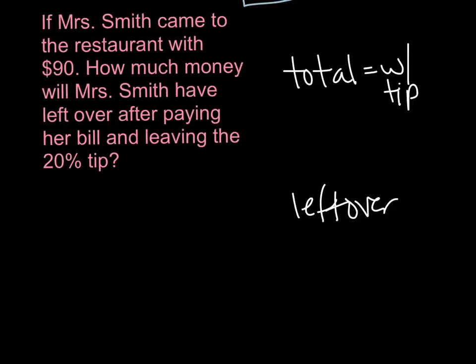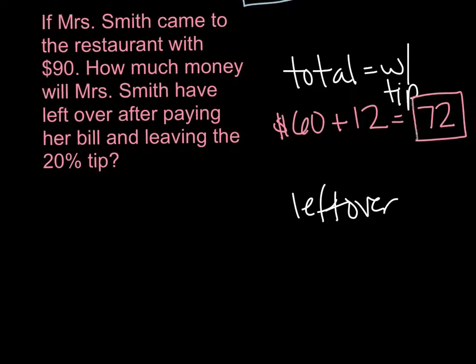All right, so Mrs. Smith, remember, spent $60 on her meal. She's going to leave a $12 tip, meaning that she has spent $72 on her meal. Okay, and in knowing that, now we can go ahead and answer this question. Here she came with $90. She has to pay $72. How much is she going to have left over?